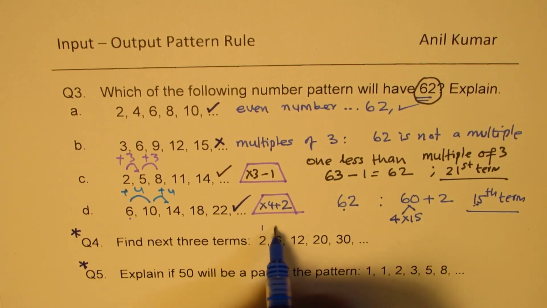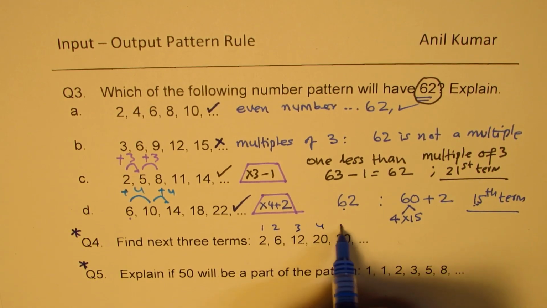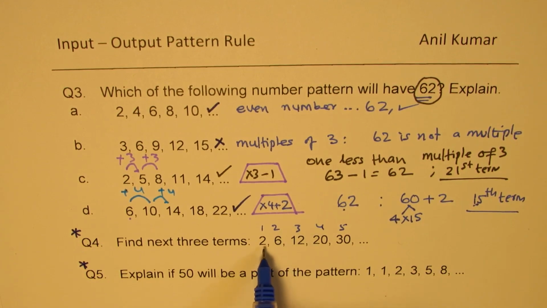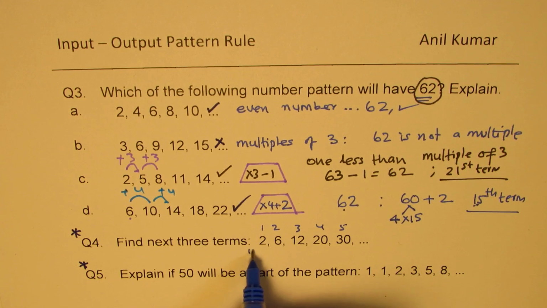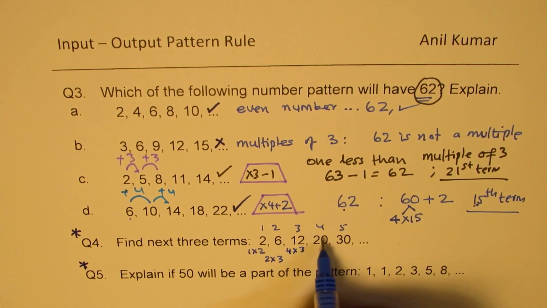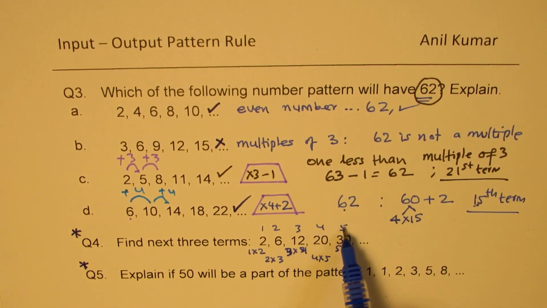Now this is the first term, second term, third term, fourth term, fifth term and so on. How do we get 2, 6, 12? These are very special numbers. So 2 is 1 times 2. And 6 is 2 times 3. Do you see? 2 times 3 is 6. 12 is 3 times 4, right? And 20 is 4 times 5. And this is 5 times 6. Do you see that? So the fifth term is 5 times 6.